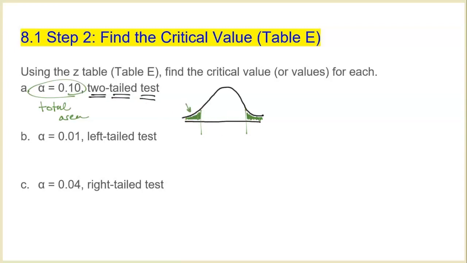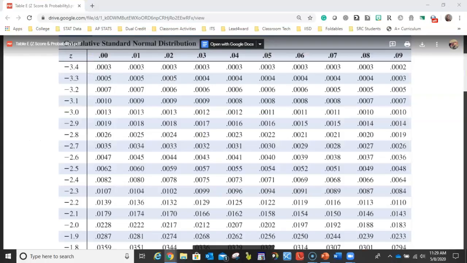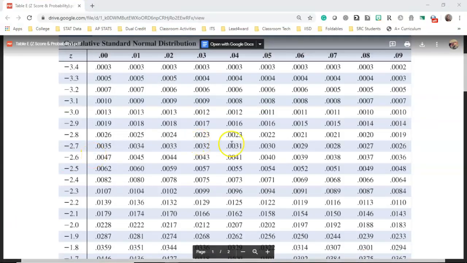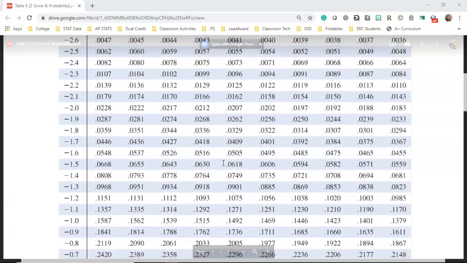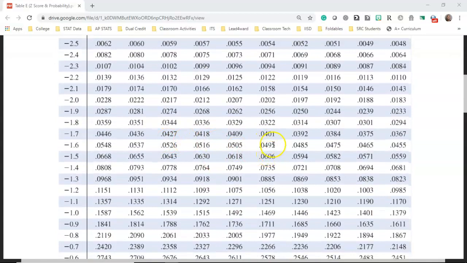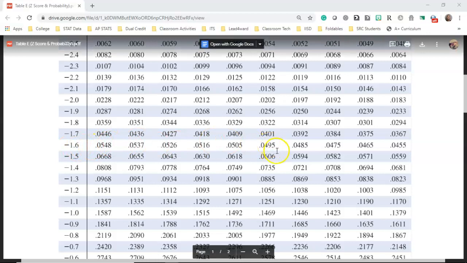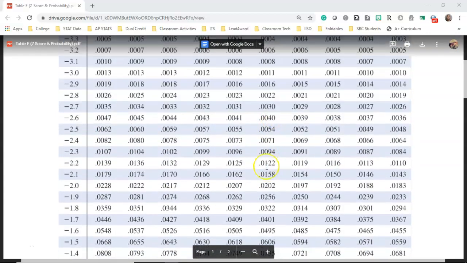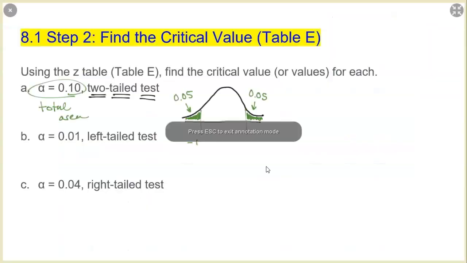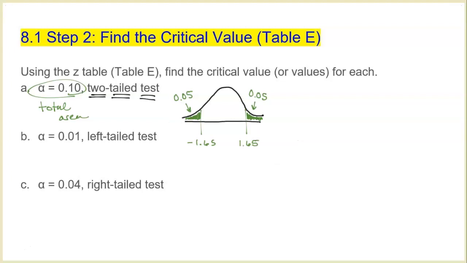So if I split it evenly between the two tails, that means I have 5% in the left, 5% in the right. And so we would need to go to our table and try to find the value closest to 0.05 in the body of the table. So that would be here, 0.0495, which is negative 1.65. And because the distribution is symmetric, it's going to be the same value for the left and the right.